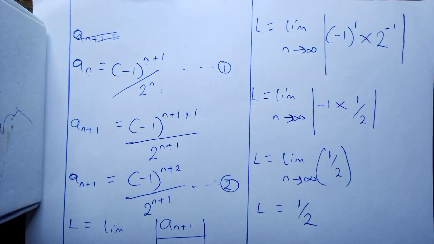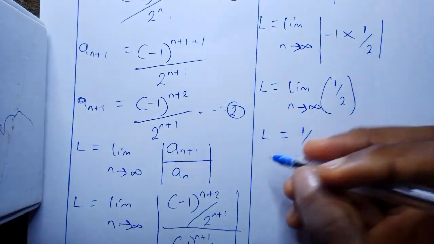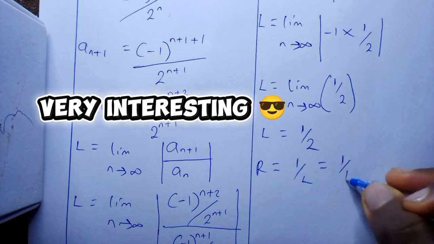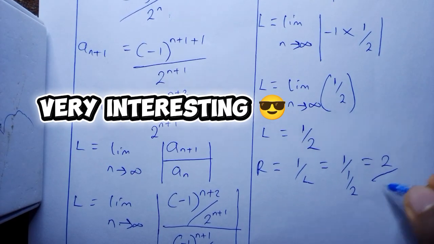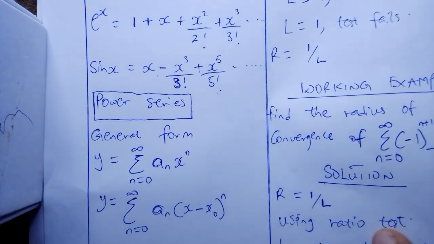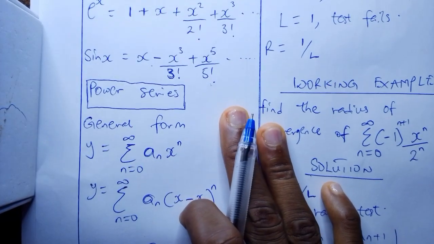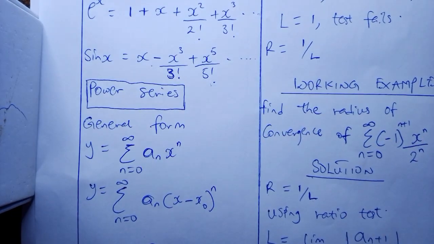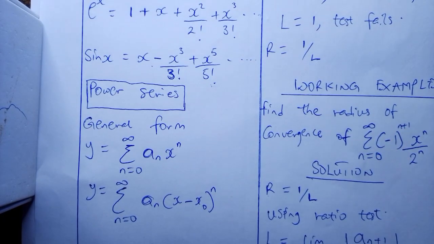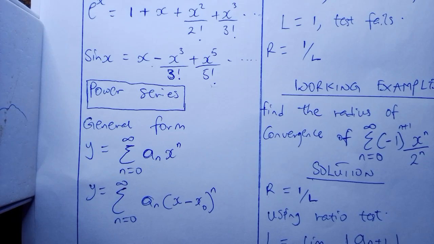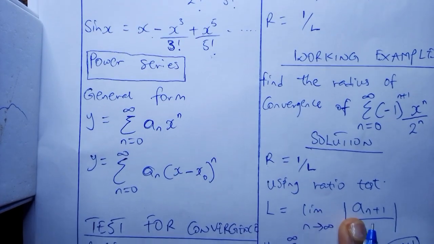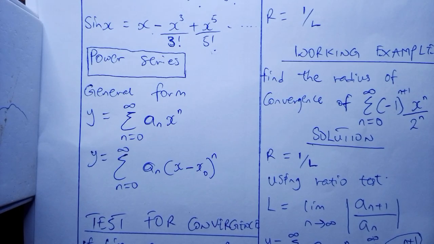I've gotten our limit. Now, to get our radius of convergence, R is what? 1 over L equals 1 over 1 over 2, which equals 2. Very easy. So, from our question, it said we should find the radius of convergence, our R, from this series. First step, we compared our general form of power series to the series given to us. We got our a subscript n and our a subscript n plus 1. We put them back into our ratio test, and we got our limit. And from our limit, we've got our radius of convergence.